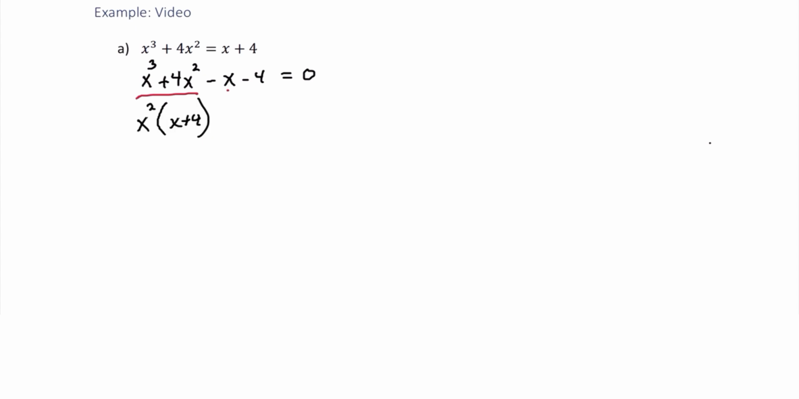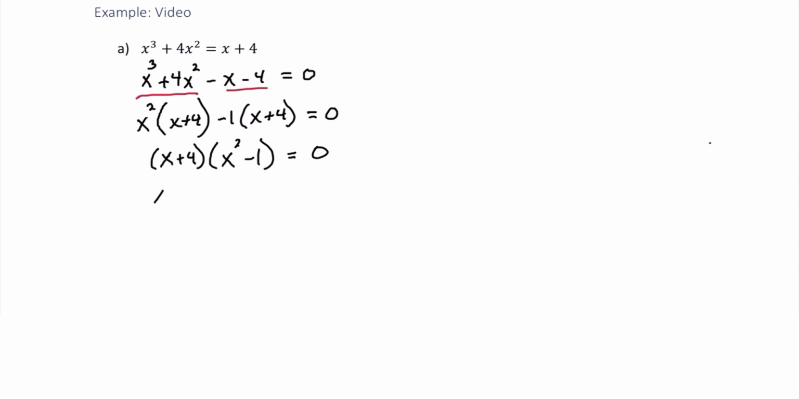Group the last two terms. Notice they have nothing in common other than a -1. Factor out the -1, we're left with x plus 4. And the right side is 0. At this point, notice the parentheses are both the same. We can factor out that set of parentheses, x plus 4, and we're left with x squared minus 1 equals 0.